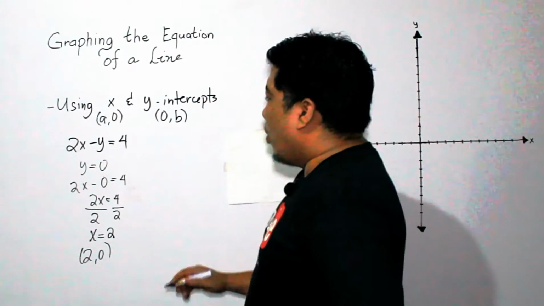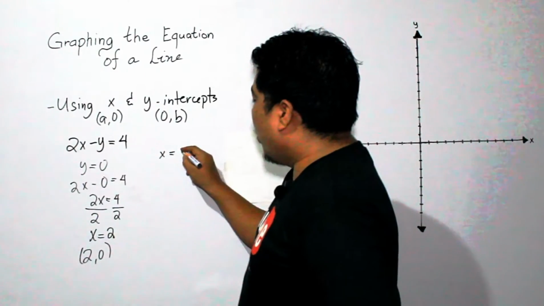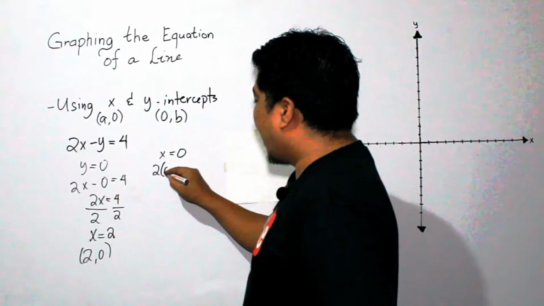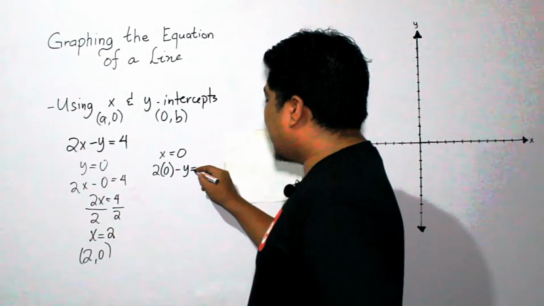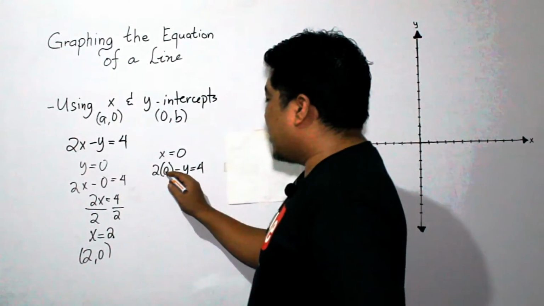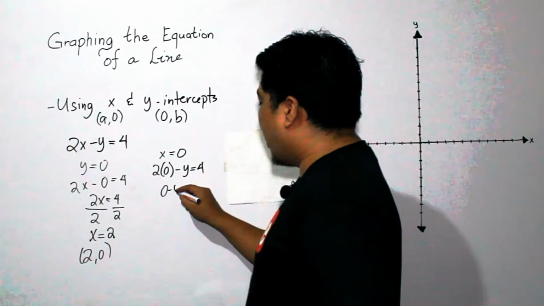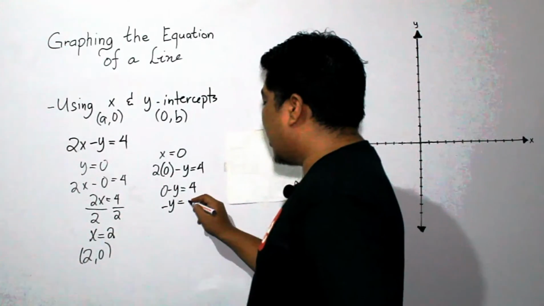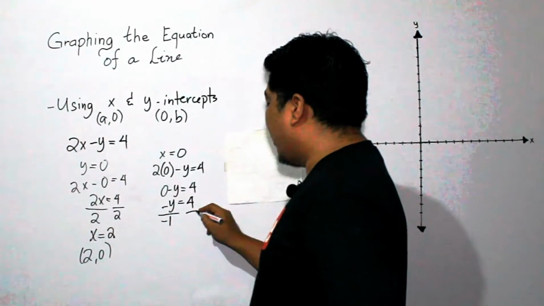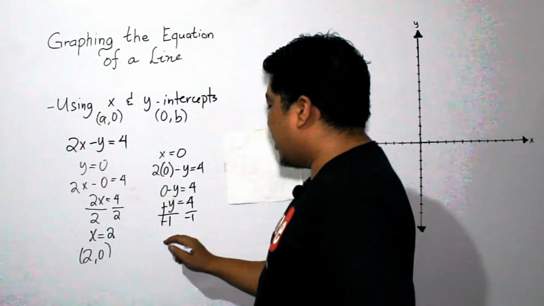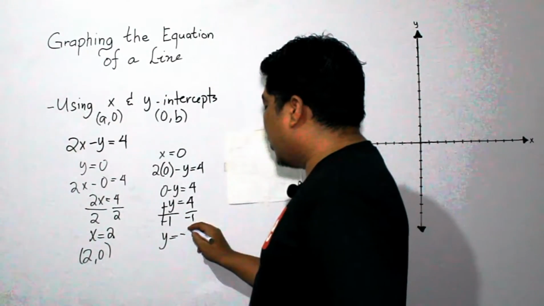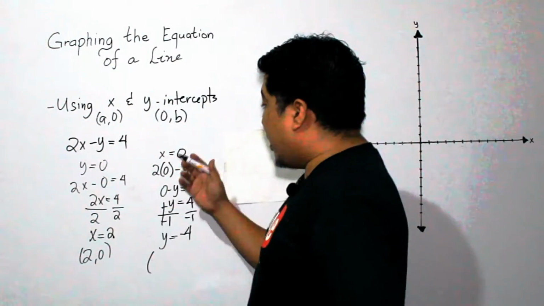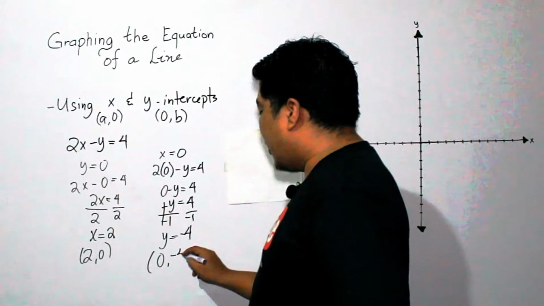Easy, right? Now, for our y-intercept, we will make our x equal to 0. So we have 2 times 0 minus y is equal to 4. So 2 times 0, that is 0. So that is 0 minus y is equal to 4. 0 minus y is negative y. That is 4. Divide both sides by negative 1. Okay, that will be cancelled. And we have y is equal to negative 4. Therefore, the coordinate of our y-intercept is 0, negative 4.